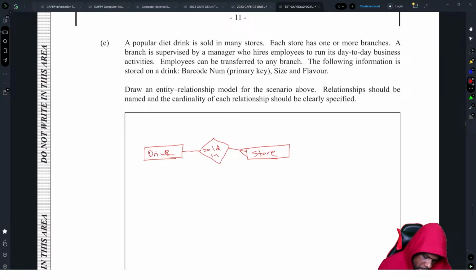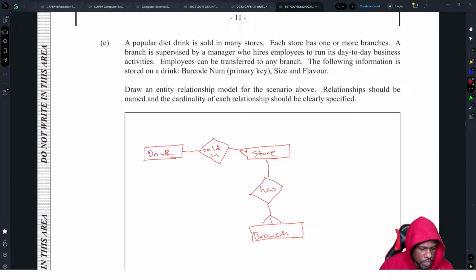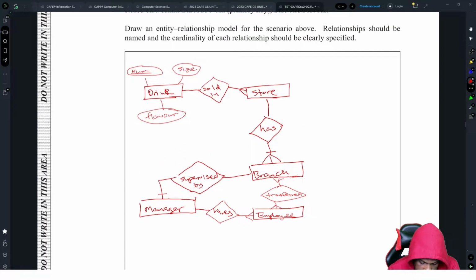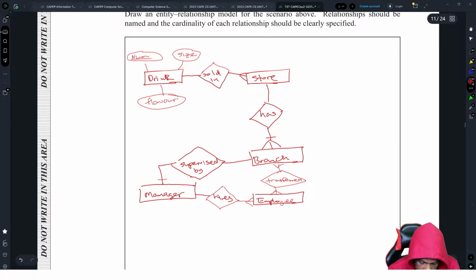A branch is supervised by a manager, or each store has many branches. Right, but you can't put branches in plural because they wouldn't accept that. You usually would have crow's feet, one or many. Alright, so that ERD diagram is sorted out there.